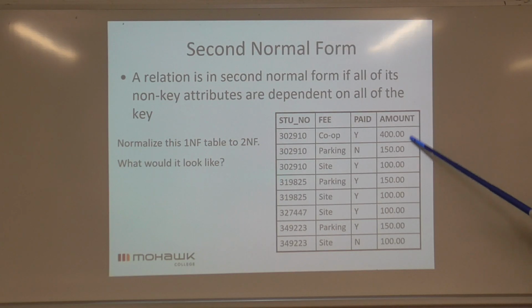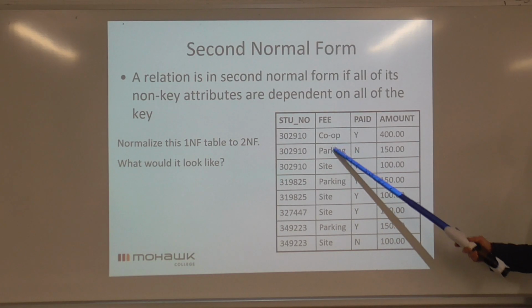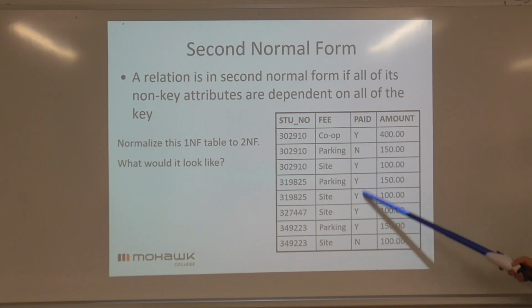Amount is dependent on fee, that's right. What about paid? What's paid dependent on? You can't have anything get paid if you don't have a student number to feed in the first place. Right. So paid is dependent on the composite fee, but amount is only dependent on the fee, right? So what does this mean about fee and amount?